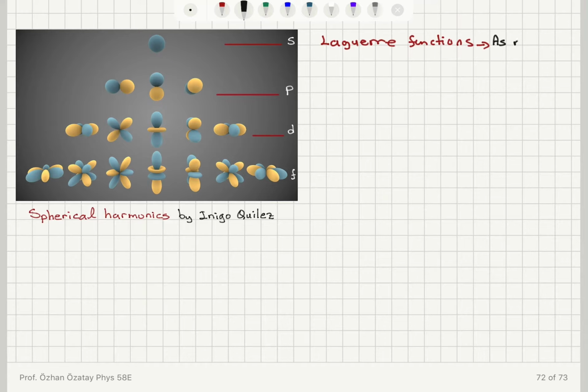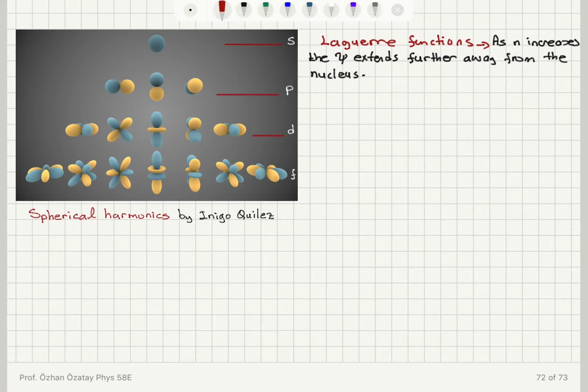As the quantum number n increases, the wave function psi extends further away from the nucleus. So you can think of having an electron cloud, and the cloud is getting wider and wider as the quantum number n is increasing, and that is basically described by Laguerre functions.